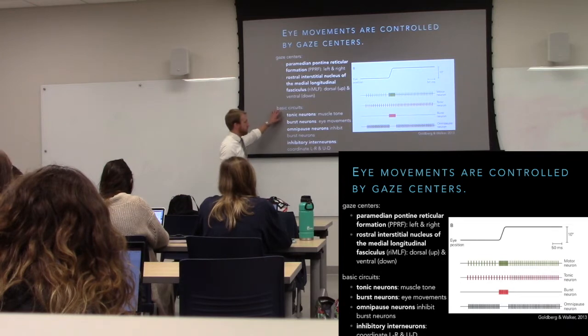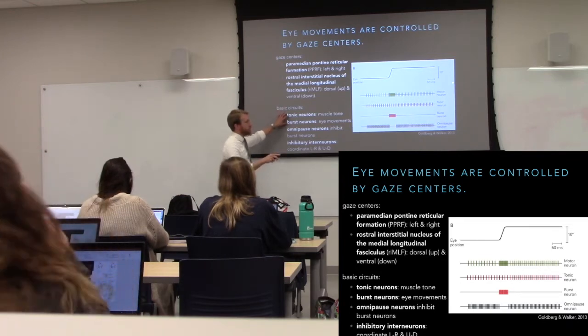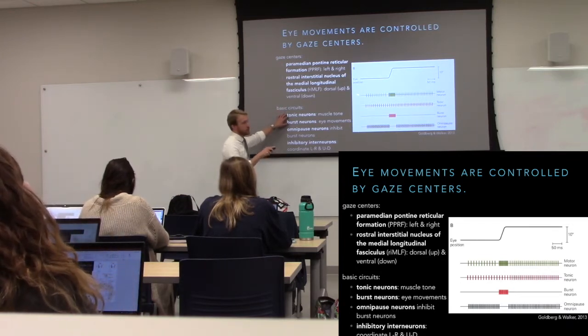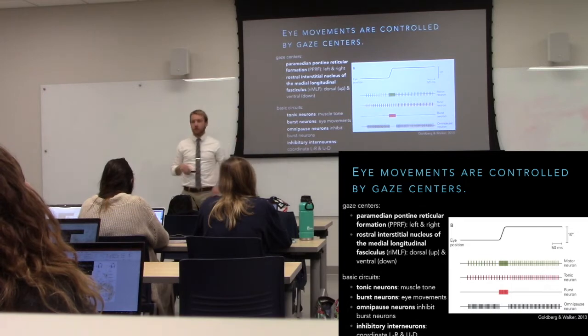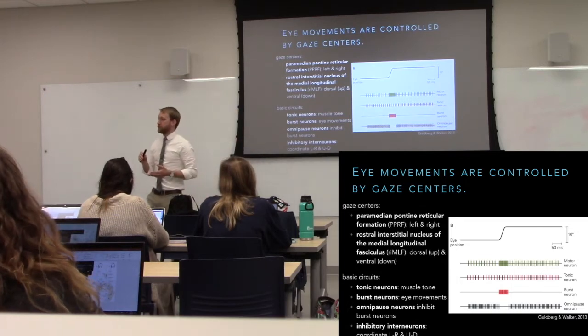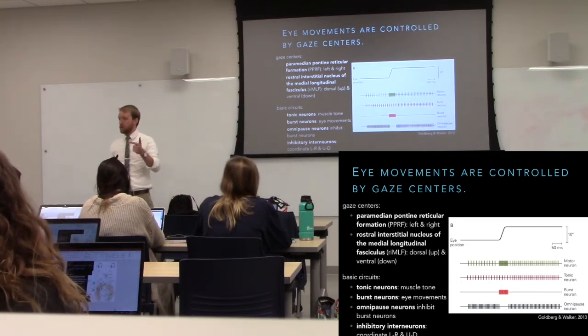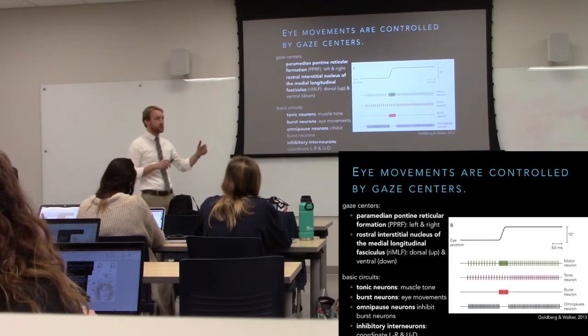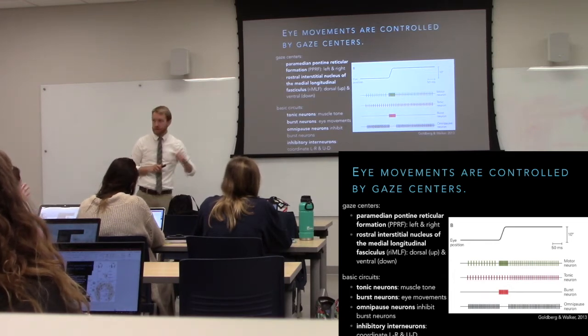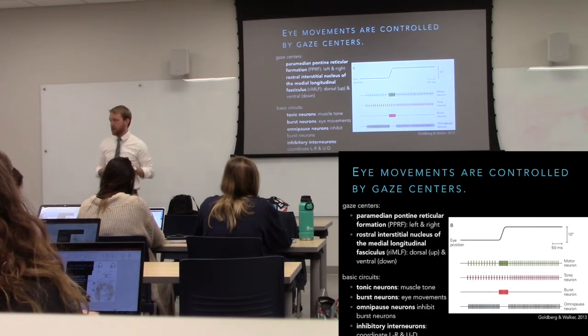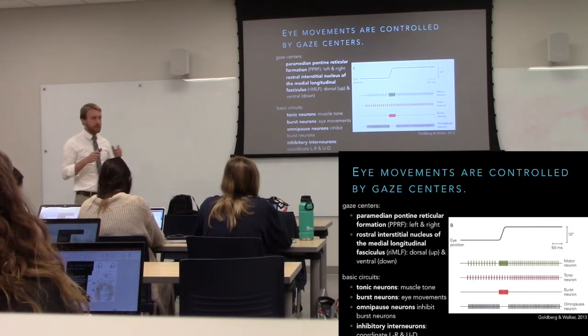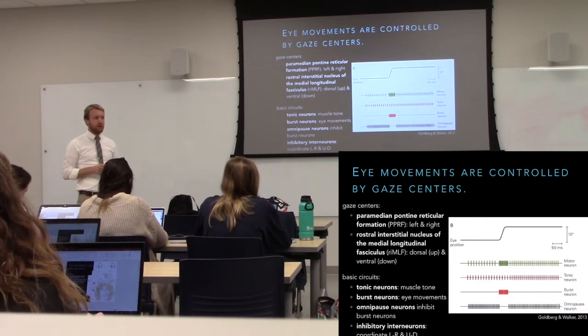Tonic and burst. These are going to control the activity of the lower motor neurons that then innervate those muscle fibers. So the lower motor neurons in cranial nerves 3, 4, and 6 are going to get input from tonic and burst neurons. Both are excitatory. So we're dumping glutamate here. Tonic, exactly what it sounds like. Tonic excitation, muscle tone.